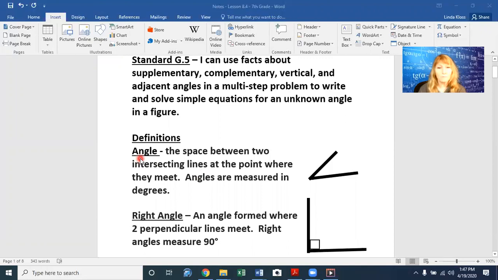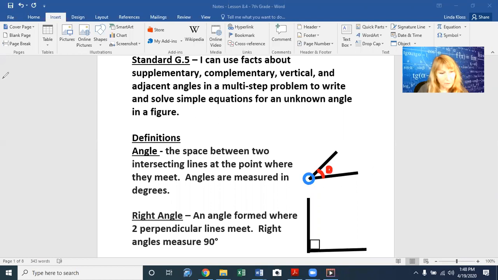What is an angle? Well, an angle is the space between 2 intersecting lines. So here is one line, here is the other. They intersect, they hit at this point here. This point where they meet is called the vertex. And angles are measured in degrees. So this here is the angle right there. And this is going to be measured in a little thing called a degree. It looks like a little circle with an open circle.